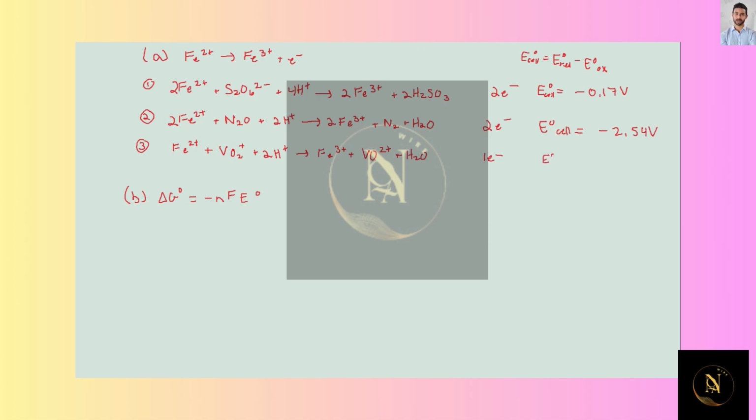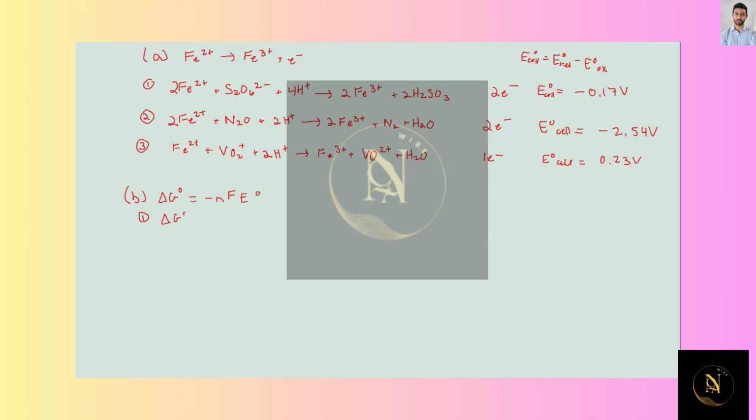And then my E cell for this final equation is, again, the E for the VO2 plus, which is 1, minus the 0.77, so that is 0.23 volts. So now I'm going to come down here, and for each reaction I'm going to calculate delta G.